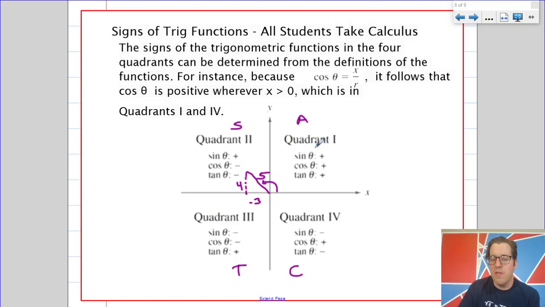So first quadrant, everything is positive. Second quadrant, the sine is positive. Third quadrant, the tangent is positive, and the fourth quadrant, the cosine is positive. So that's just a way of memorizing in the different quadrants which are positive and negative.